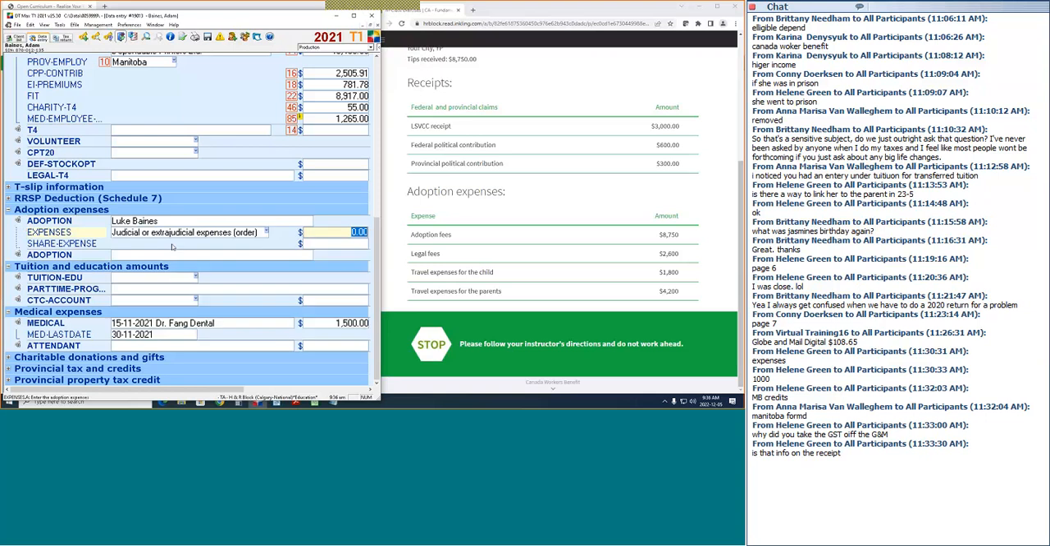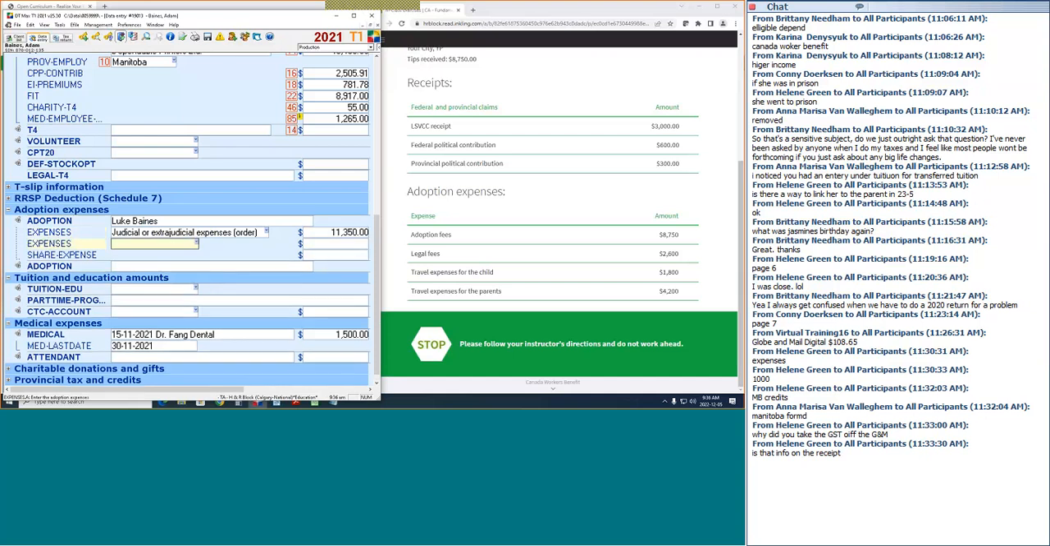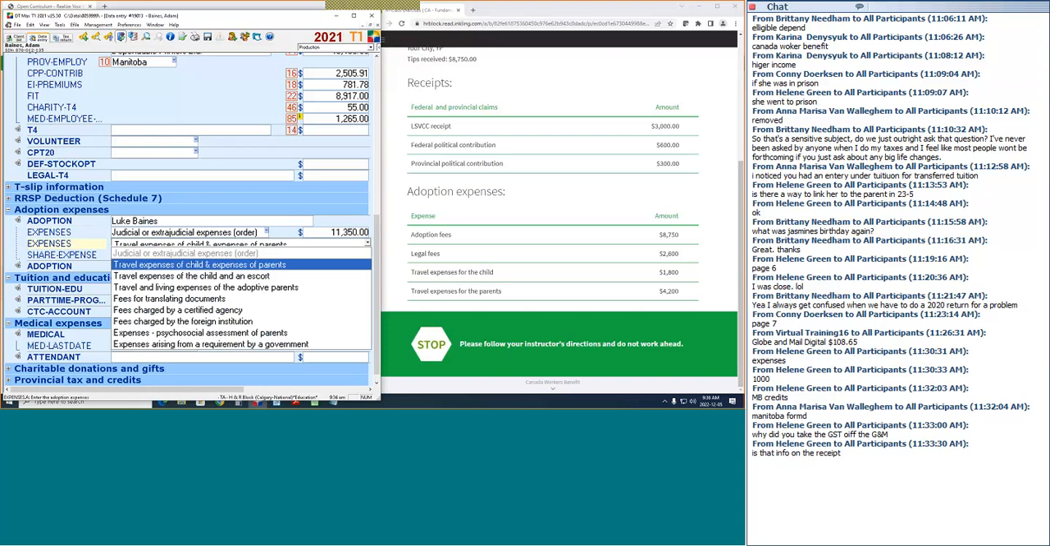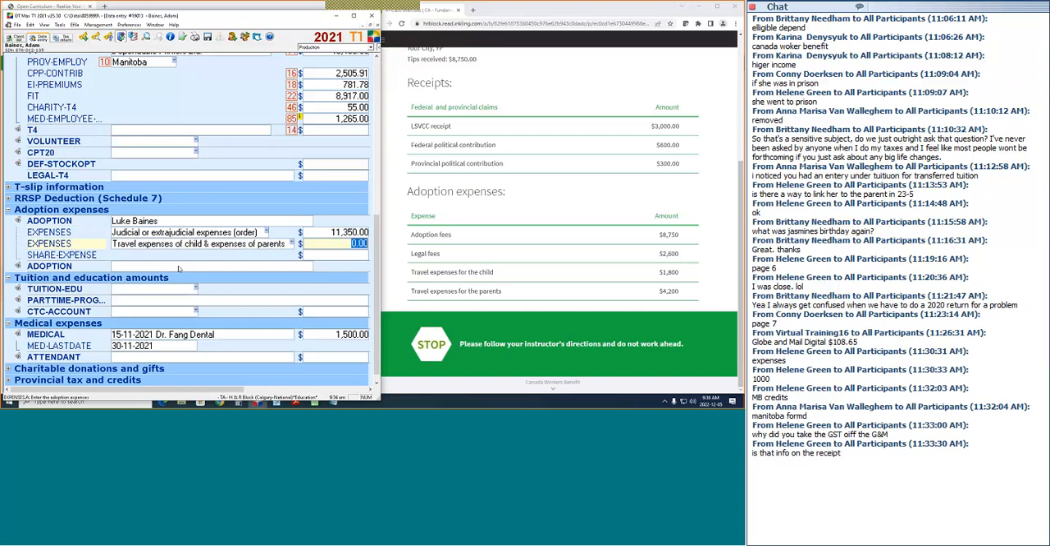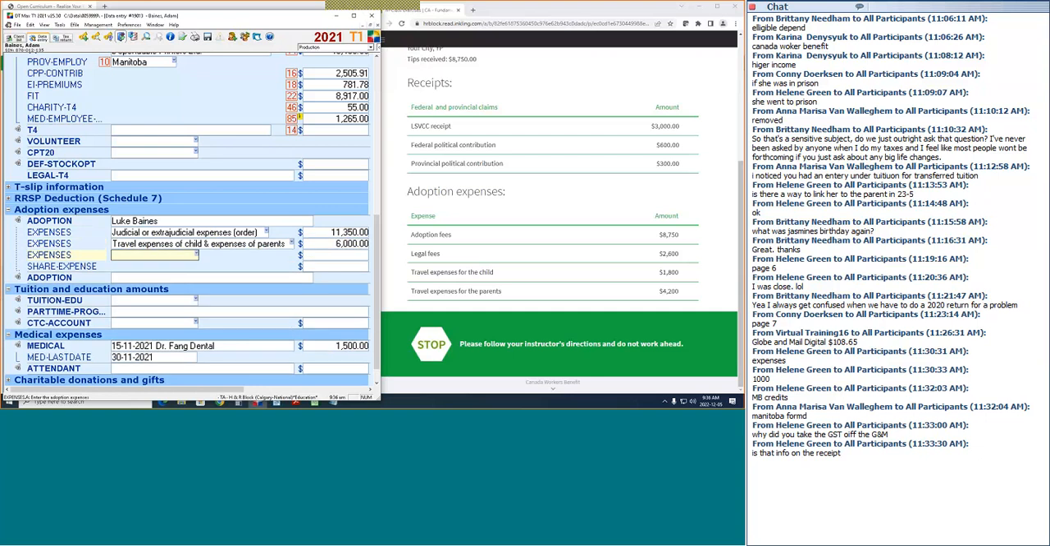So if I had adoption fees of $8,750 and some legal fees in addition of $2,600, I can put those in there. Let's assume we had some travel expenses for the child, and that was $1,800. Let's assume we had some travel expenses for the parents, $4,200. Remember, you can do your calculations inside, so you don't have to do the calculations on a calculator and then transfer the number over. I can just type them in with a plus.